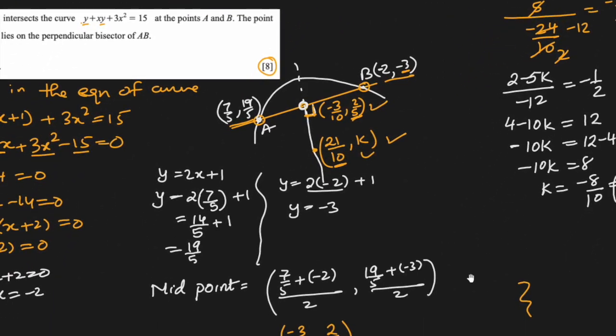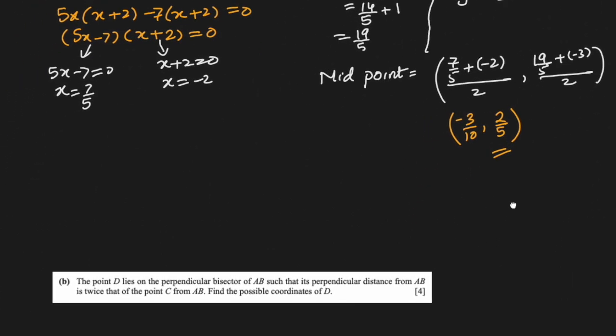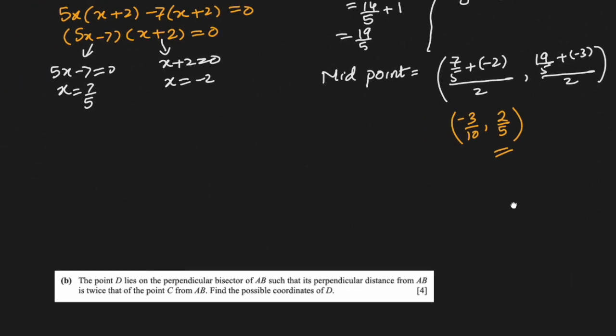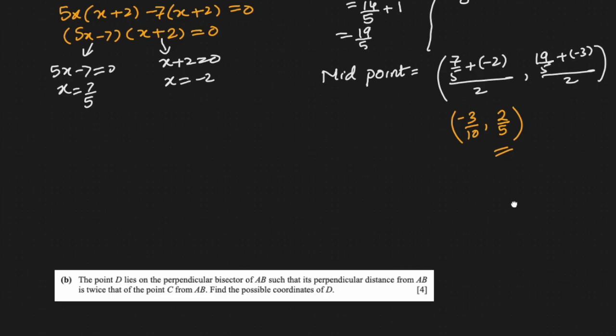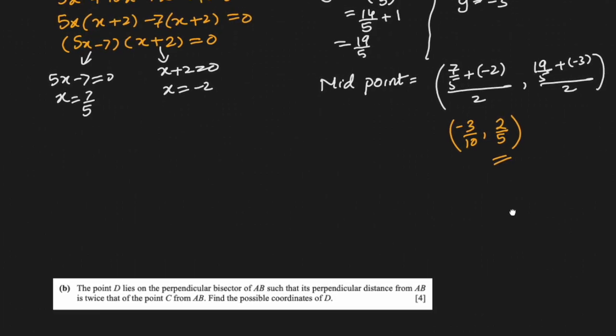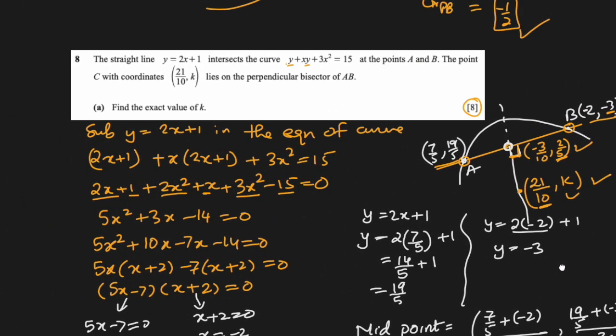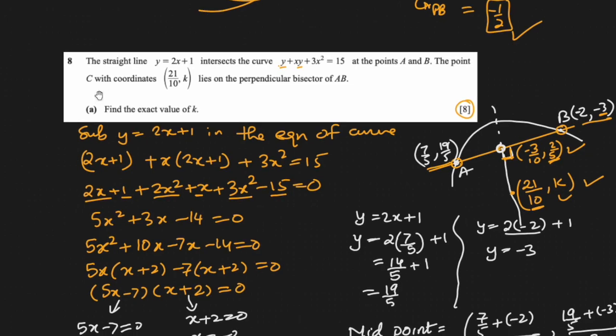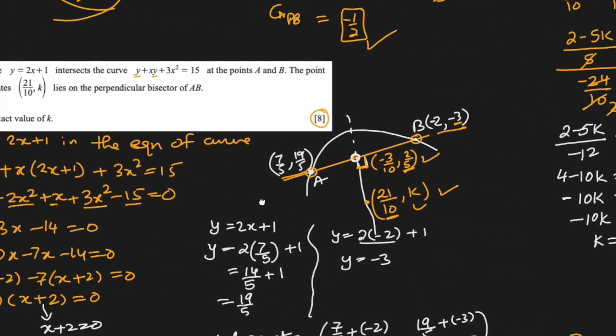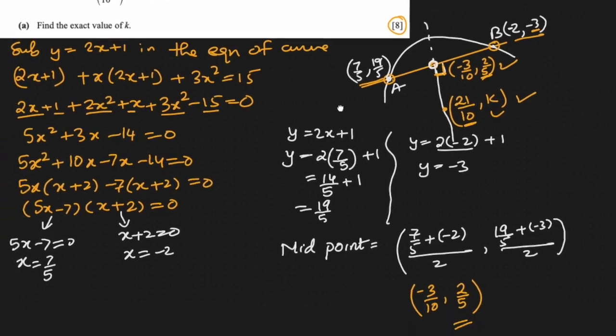We have one more part to this, which is the D part. The point D lies on the perpendicular bisector of AB, again the same bisector, such that its perpendicular distance from AB is twice that of point C from AB. Find the possible coordinates of D. The point C was the one we just had, the midpoint, right? This is the one. All right, so let's redraw this somewhere there.